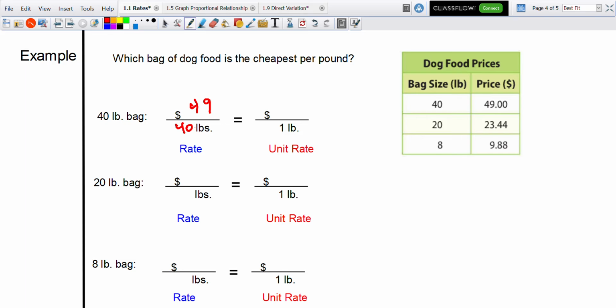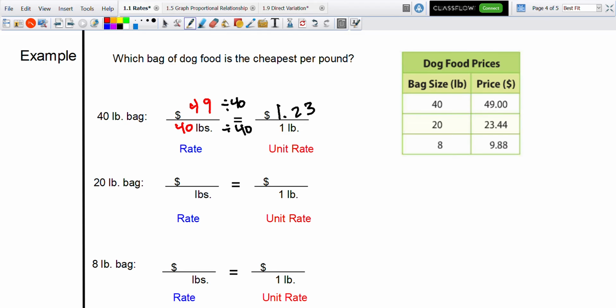But I don't want the rate, I want the unit rate. So to go from 40 to 1, I would have to divide by 40 on top and bottom, right? Because 40 divided by 40 on the bottom is 1 pound, and 49 divided by 40 on the top, I'll get $1 and roughly 23 cents per pound in that biggest bag there. So for every pound, it's going to cost me $1.23 per pound there.